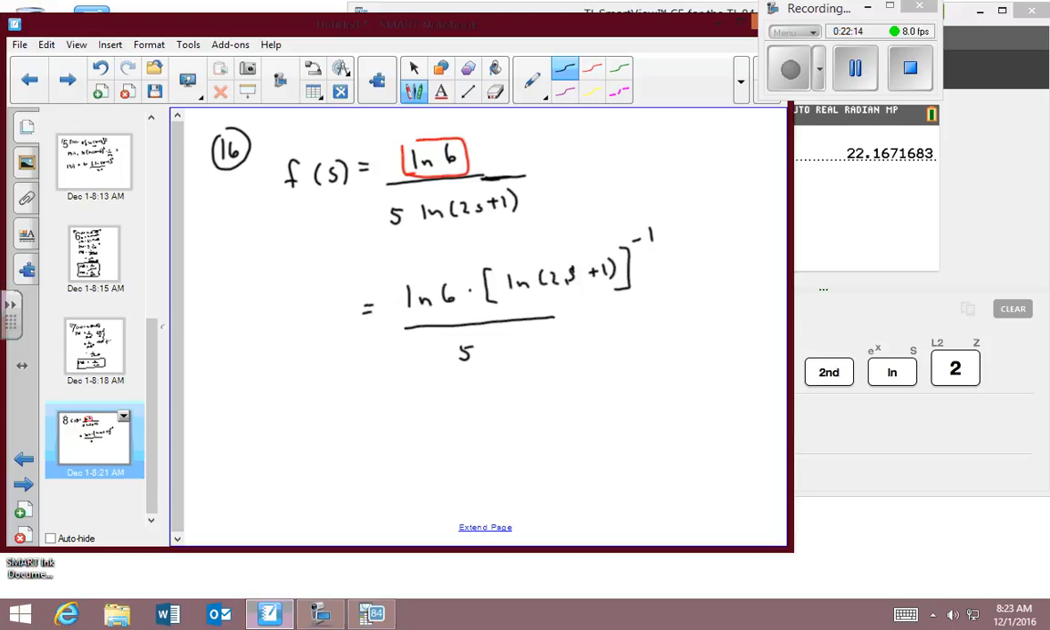Now don't do this. Don't write this thing right here as ln of 2s plus 1 to the minus 1 power. That's not right. You see that? The whole thing is coming out. Because if you wrote it like this, then this would be a minus ln of 2s plus 1. Right? Because the 1 would come out in front as the rule of logs. That's not what happens. That whole thing is coming up.